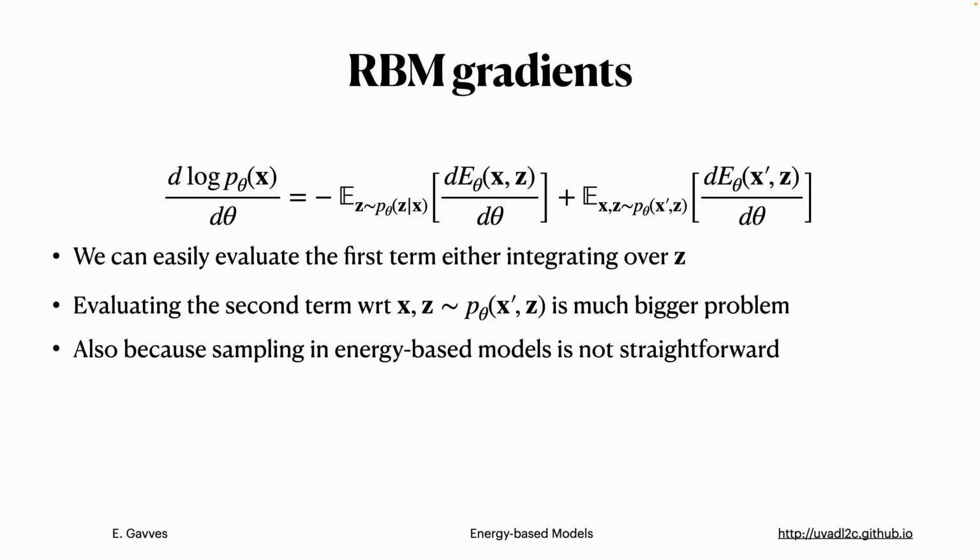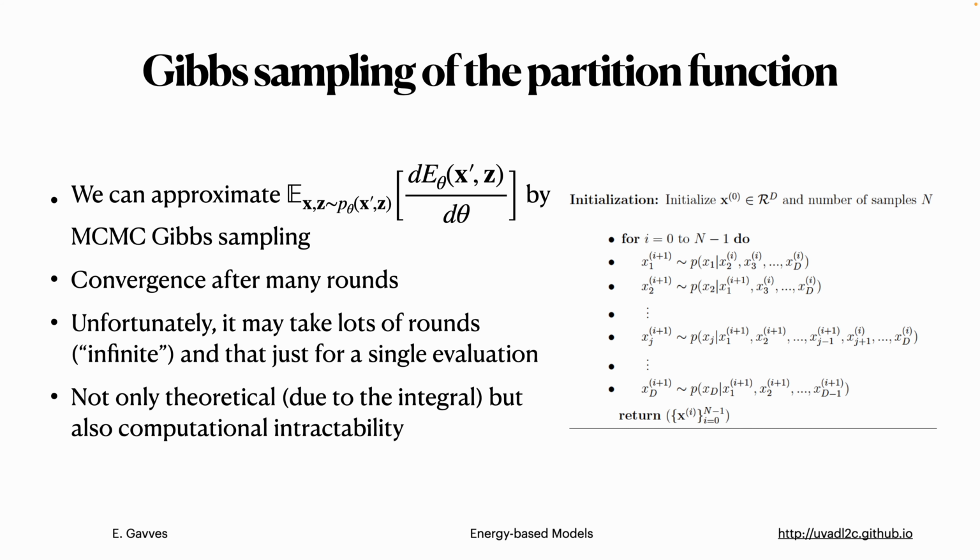The first one is easy to evaluate. The one before is also easy to evaluate. You just pass your MNIST digits through your neural network. That's your energy-based function, and you compute the energy, and then you backpropagate the gradients. Now you have to integrate over our latent variable z, so you have to account for all possible z's. However, the second term is harder because we need to sample now. We have to sample from both x and z jointly. And we sample using MCMC or Gibbs.